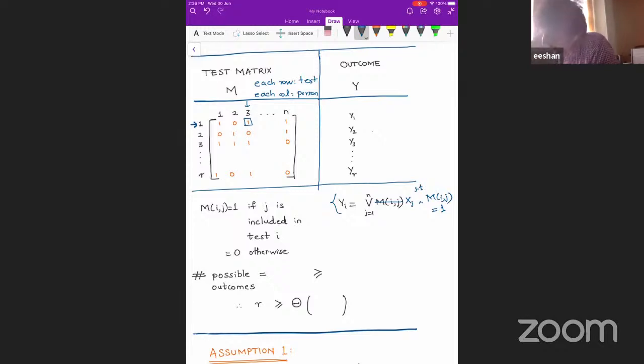So the thing is, let's take an example. Let's take test 3. It has 1, 1, 1, and then 0. What does that mean? I'm basically pooling person 1, person 2, person 3's samples. So the outcome Y3 should be X1 or X2 or X3 and so on. Is this clear? Is it clear what exactly Y looks like?